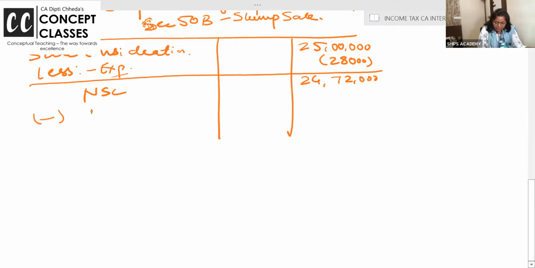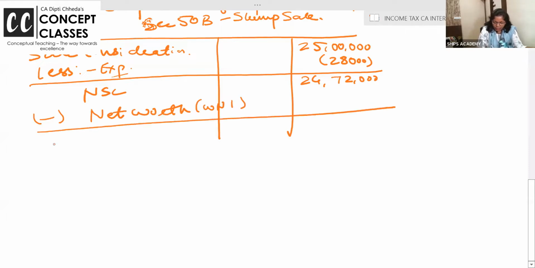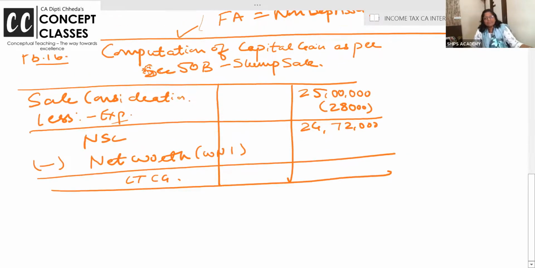Now, what is the cost of acquisition? You have to deduct net worth. Did we calculate the net worth? No. We'll calculate it in working note 1. And here we go, sale consideration less expenses, net sale consideration less net worth. And now what you get is your capital gain. He was holding this unit since long, assuming nothing given. Long-term capital gain we will take. Done. So easy, dear students.